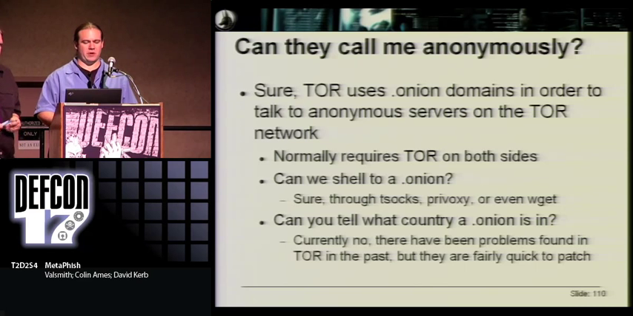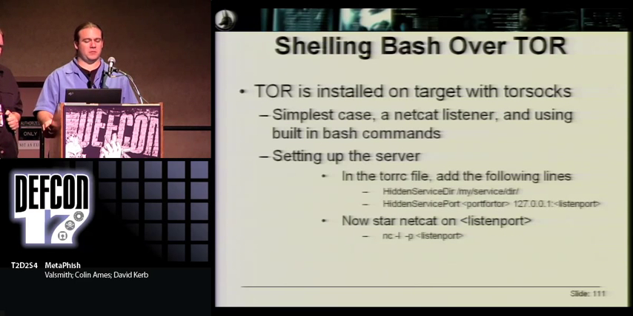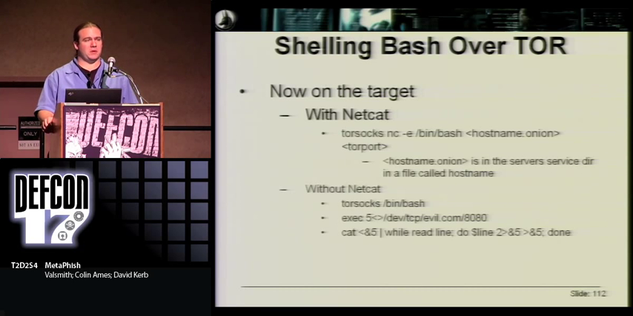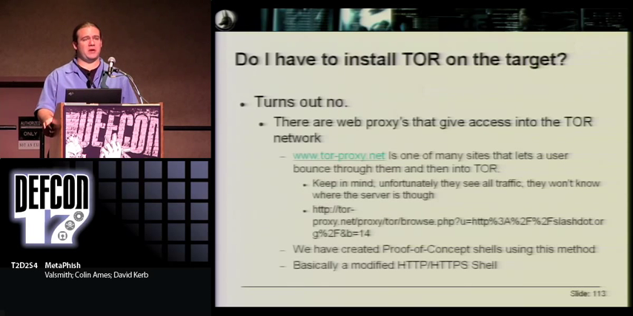You can have a backdoor going over Tor in no time. It's actually fairly easy with Bash, so you can get Bash over Tor by setting up a hidden service on one of the Tor servers and just doing a netcat. You can also do it with the built-in TCP and Bash. But in the interest of time, what we did is we didn't want to do that.